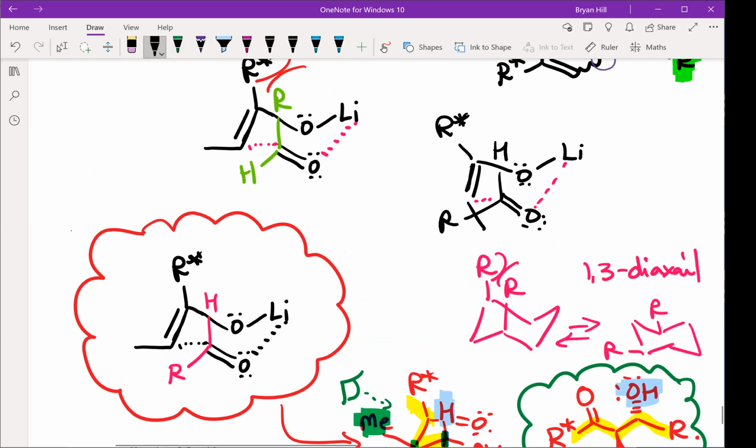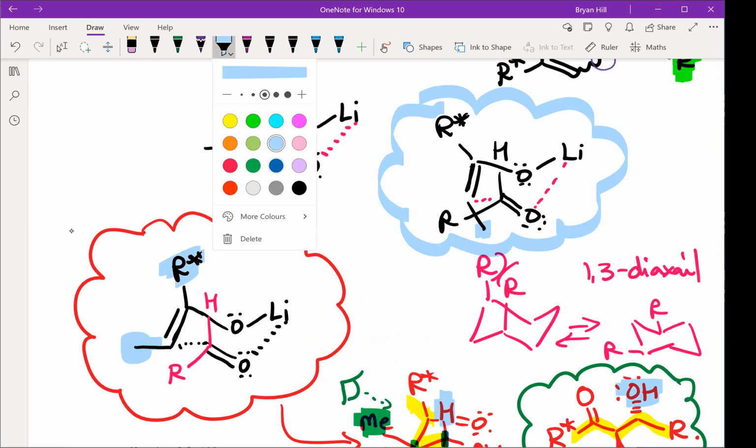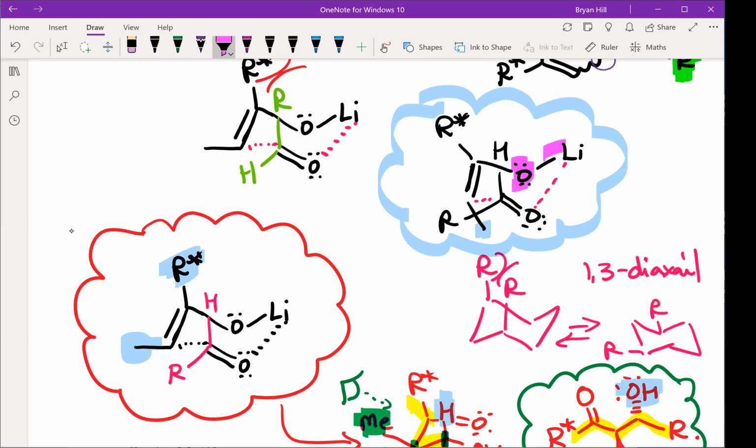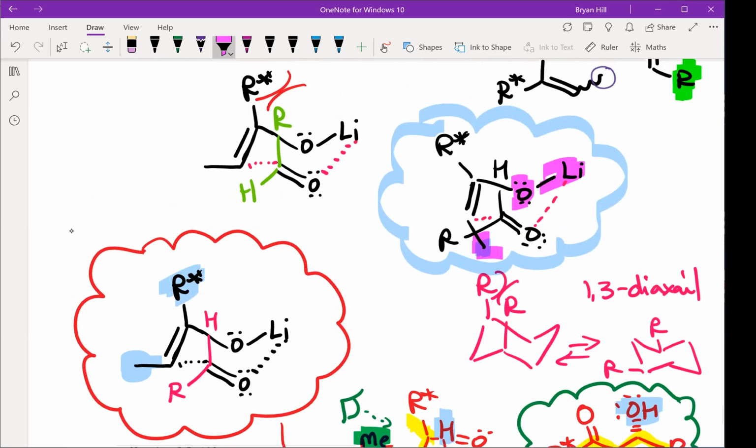the same sort of transition state for this one, the only thing I've changed is that I've put this methyl group, which is way over here, on the same side as the R star. I've now placed it on the same side as this O lithium. It's over here. And so when you do get the same product, you'll see that the methyl and the OH are on the same side. So there's two different ways of making aldol products, and it's based purely upon the geometry of the starting enolate.